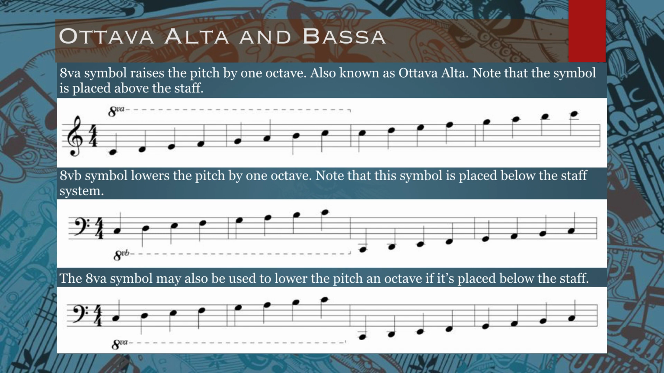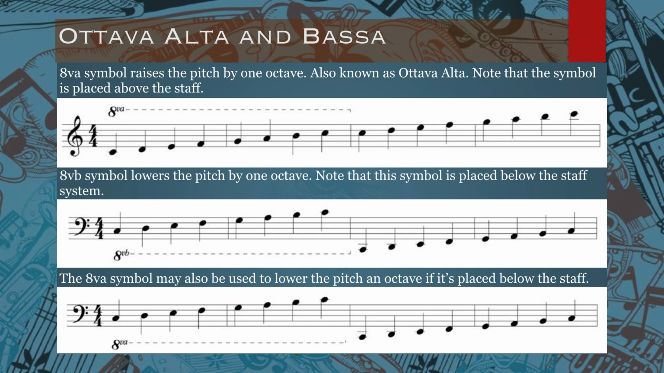One thing that can get confusing is that the 8VA symbol may also be used to lower the pitch an octave if it's placed below the staff. In general, you just shouldn't place the 8VA symbol below the staff because it's going to cause confusion. Most people will assume that 8VA means you play it an octave above.